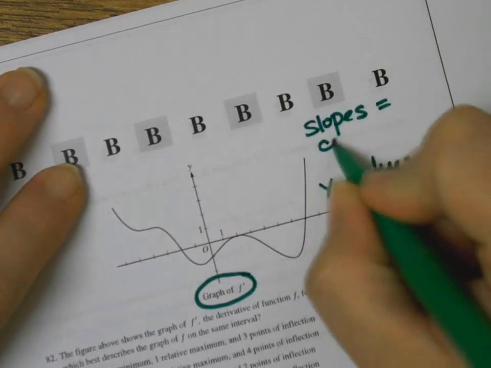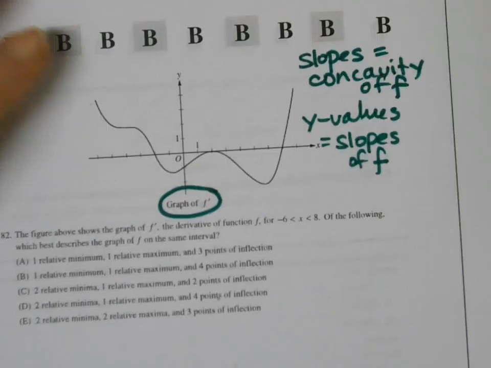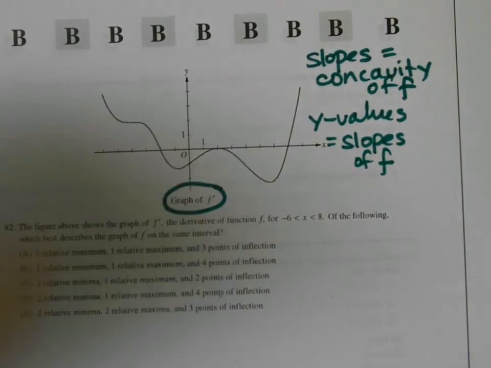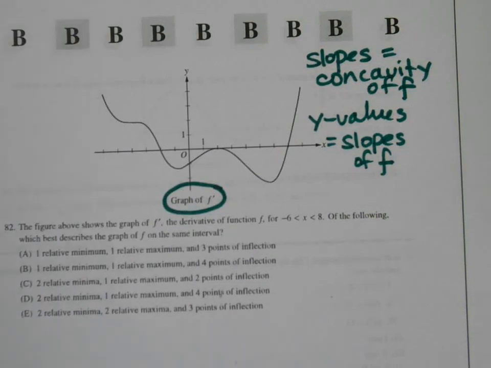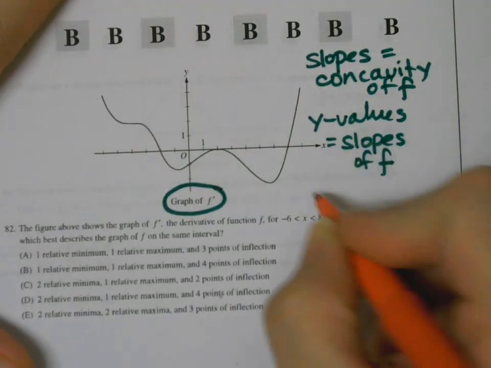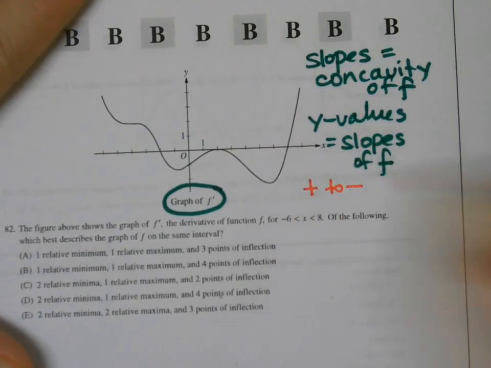And anywhere the slope changes signs, so that'd be here, here, and here. It changes from negative slope to positive slope to negative slope to positive slope. You would have points of inflection. So this should have 1 relative minimum, 1 relative maximum, and 3 points of inflection. VA.